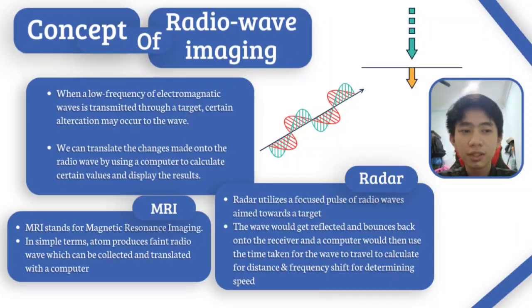Radar utilizes a focused pulse of radio wave aimed towards a target. The wave would then bounce back into the receiver and the computer would then calculate the distance by calculating the time taken for the radio wave to bounce back, and also the frequency shift to calculate the speed of the target.